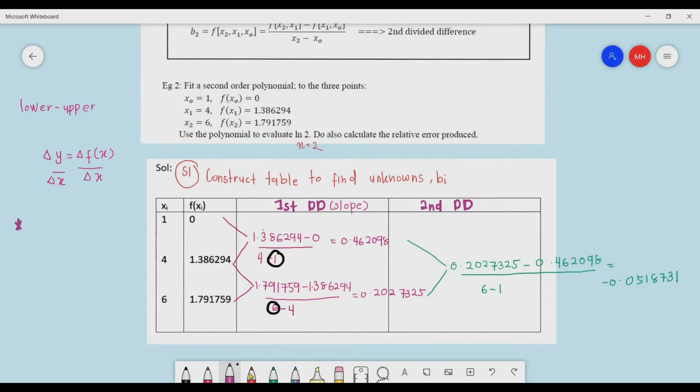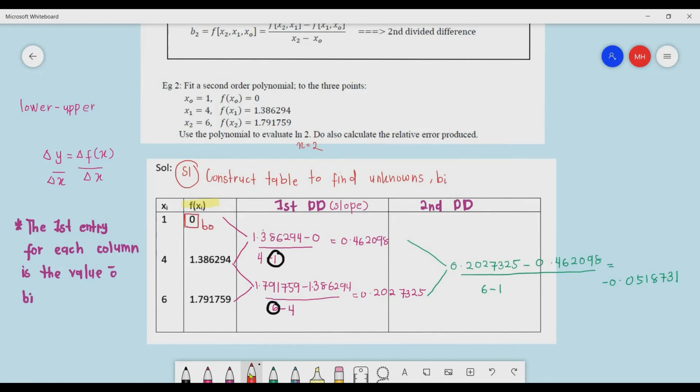So what is the value of b? You have to take note here. The first entry, start from fx here, the first entry for each column is the value of b. So we start with b naught. So what is the b naught? Start with the fx here, 0. This one is your b naught.